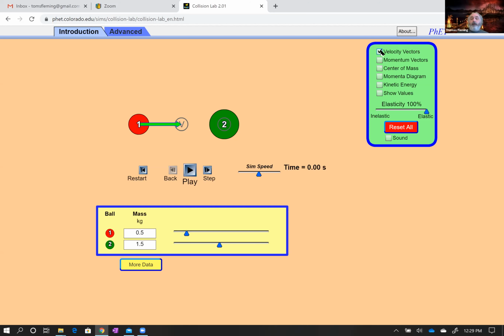So let's hide that velocity vector for a second. If I have two objects, object 1 and object 2, and object 1 has a mass of 0.5 and object 2 has a mass of 1.5, where is the average position of the mass of those two objects? What does that even mean? Where would I expect to find that average position of the mass?